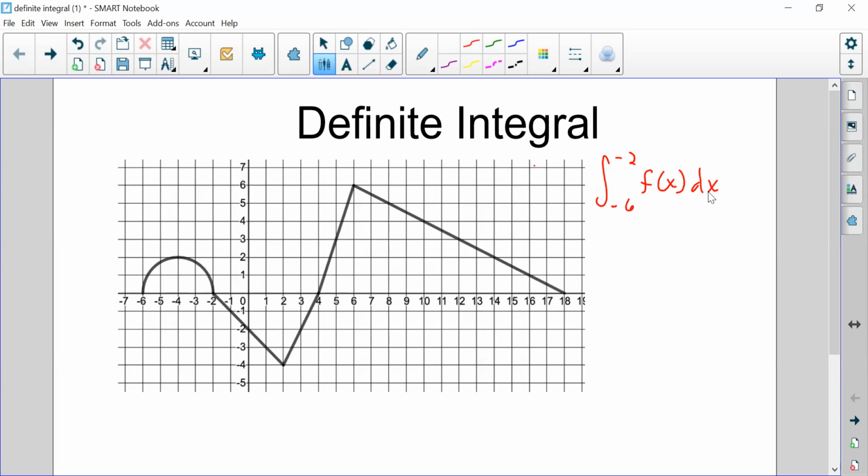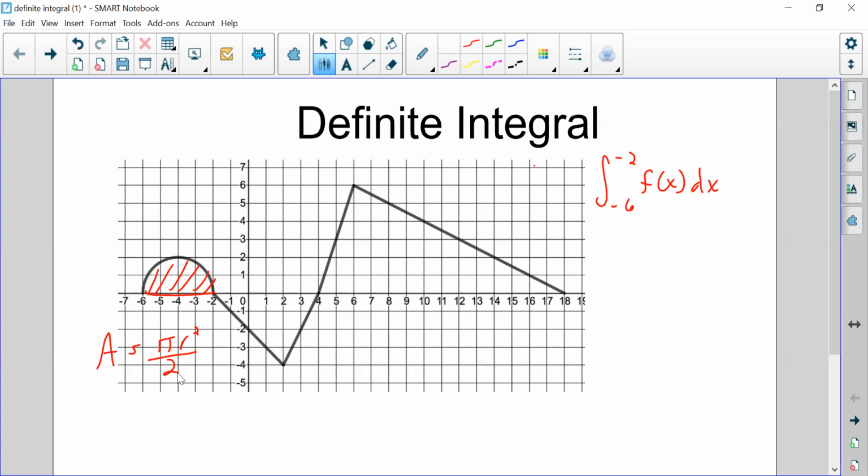Now, what this means, this integral from -6 to -2 of f of x dx, says find the area under the curve from x equals -6 to x equals -2. So in this case, we're trying to find this piece of area. So what geometric shape do I have there? A semicircle. What's the formula to find the area of a semicircle? Pi r squared divided by 2. So you have half of a circle.